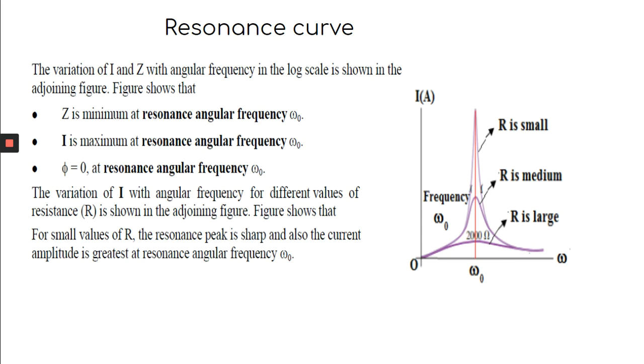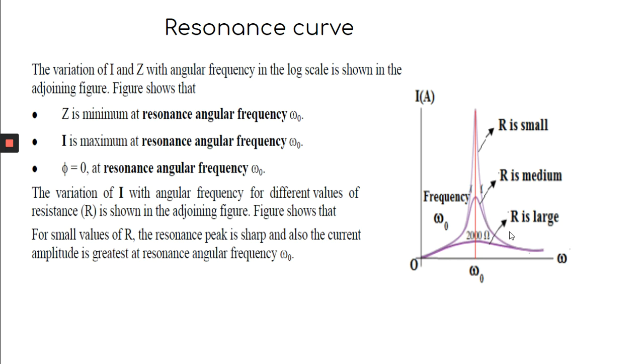Suppose you take a very small value of R. What is your current I? B equals IR, so I equals B by R. When R is very small, you will get a sharp peak because your current is maximum. Then you take R of a comparatively larger value. Then the peak is like that. Also, I is less and the peak is comparatively broad.